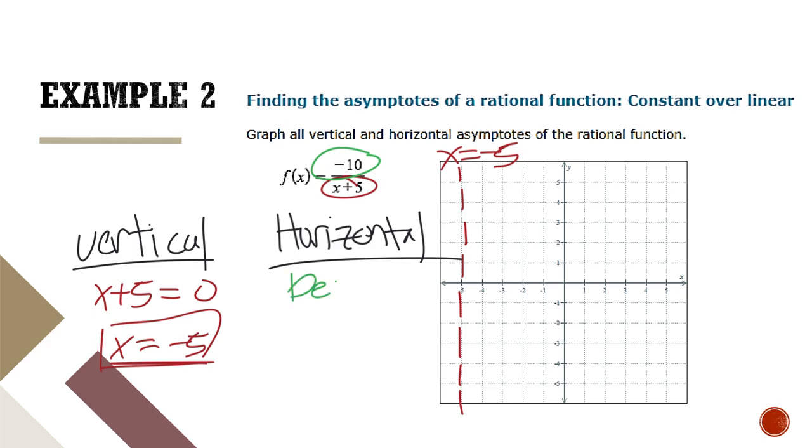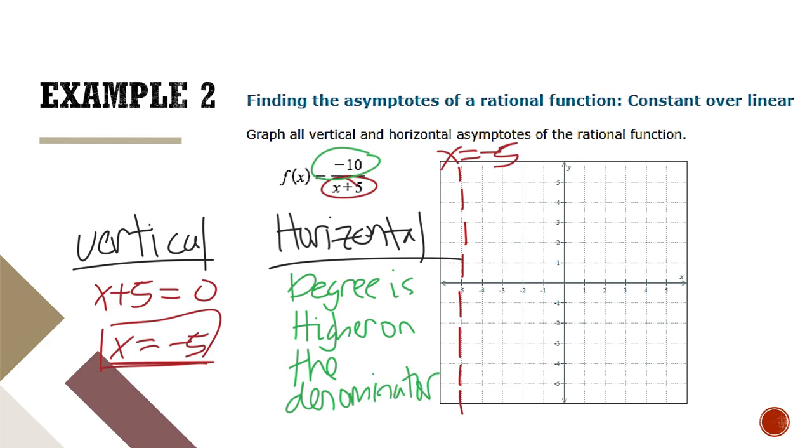so the degree is higher on the denominator. If that's the case, we always have y equals 0 as our horizontal asymptote. And the reason why is if we plug in values of large numbers such as infinity or negative infinity, it's going to flatten out at the end.